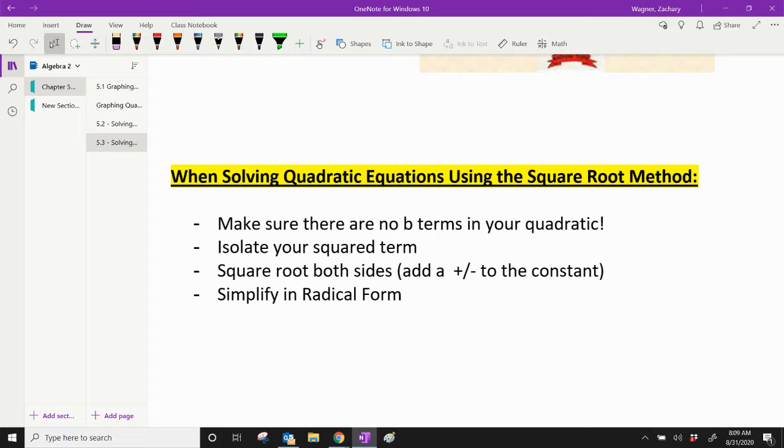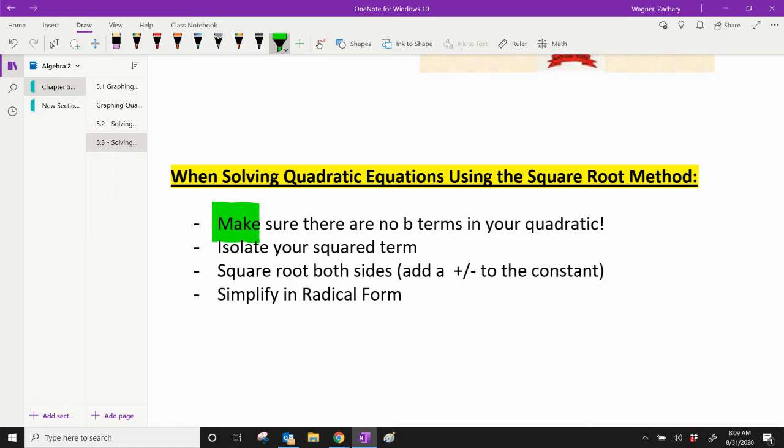When solving quadratic equations using the square root method, make sure there are no b terms in your quadratic. I will get to this point very soon. Isolate your square term, get it all by itself. You're going to square root both sides. Add your plus or minus to the constant on the right-hand side, and then simplify in radical form.